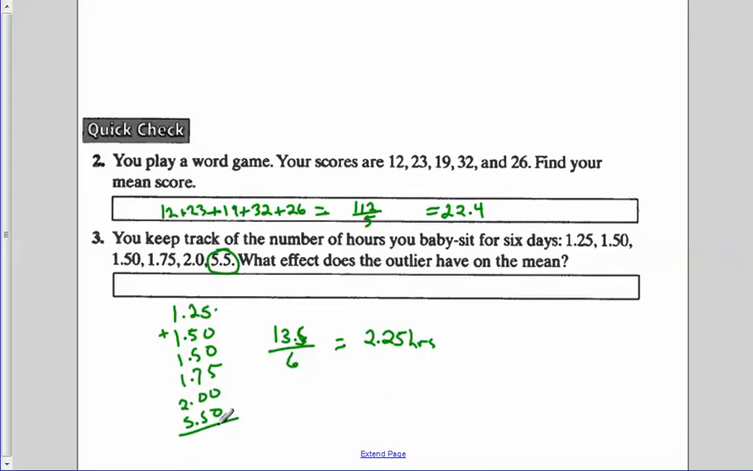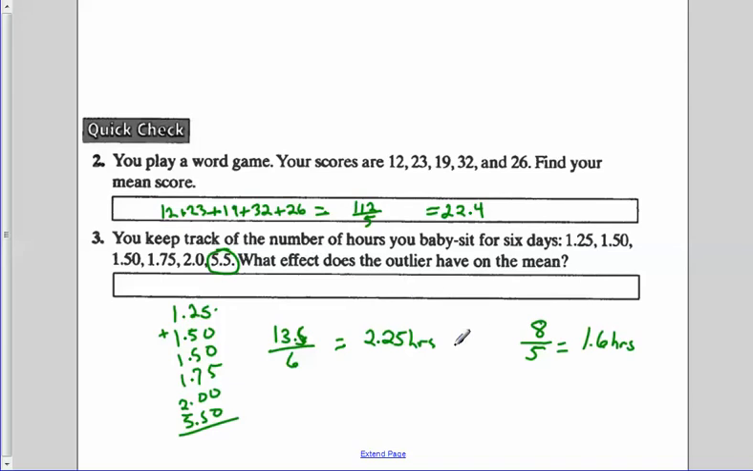If I took that 5.5 out, then my total is 8, and I divide by 5. That's going to give me an average of 1.6 hours. So what effect does the outlier have on the mean? Well, it increases it quite a bit.